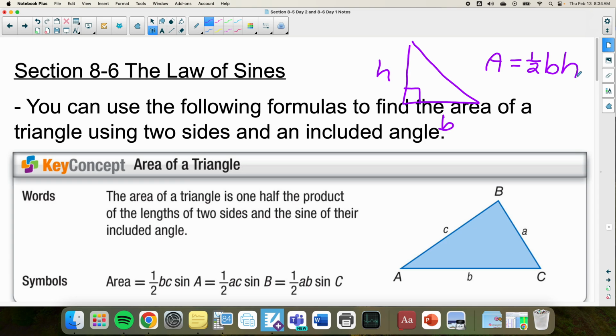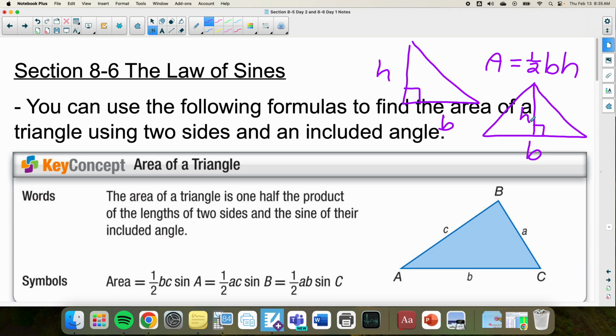Even if you had something like this, where this whole thing is the base, but then you have that perpendicular height, you still can use 1/2 base times the height. But today we're not going to have a perpendicular height.